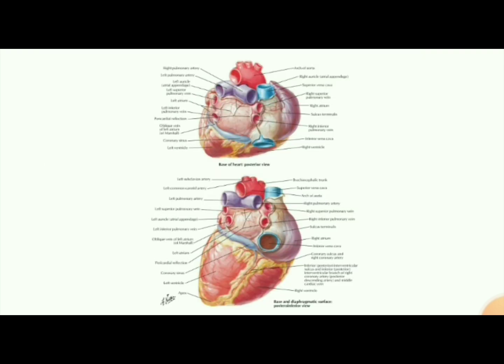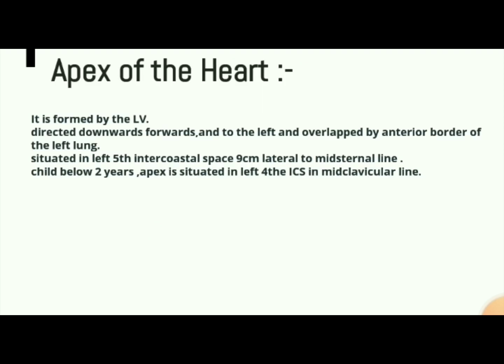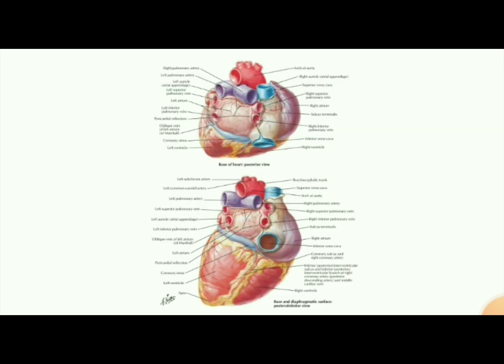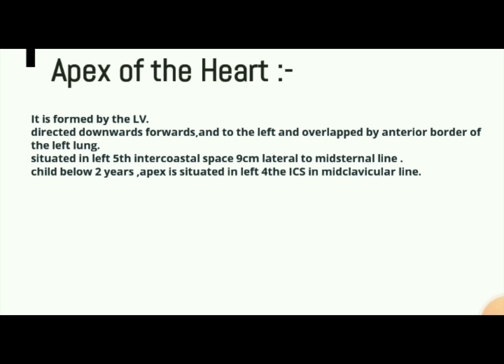The apex of the heart lies in a downward direction, forward, and to the left. This we have already discussed. Now let's move on to the apex of the heart. It is formed mainly by your left ventricle, directed downward, forward, and to the left side, and is overlapped by your anterior border of the left lung. It is situated in the fifth intercostal space, 9 cm lateral to your mid-sternal line. In a child below 2 years, the apex is situated in the left fourth intercostal space in the mid clavicular line.